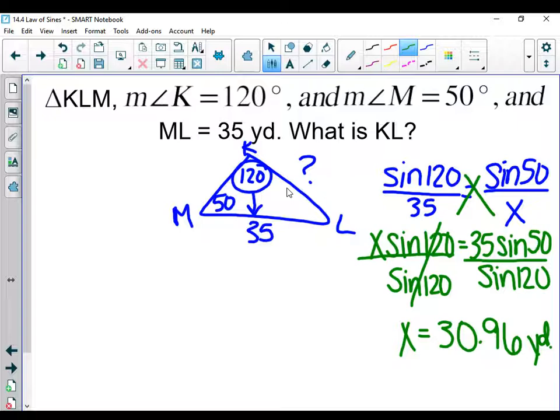So this one was actually easier than the one before because we didn't have to solve for the missing angle. We were actually able to look at an angle and its opposite side as well as an angle and the side we were missing and that we were solving for. Okay.